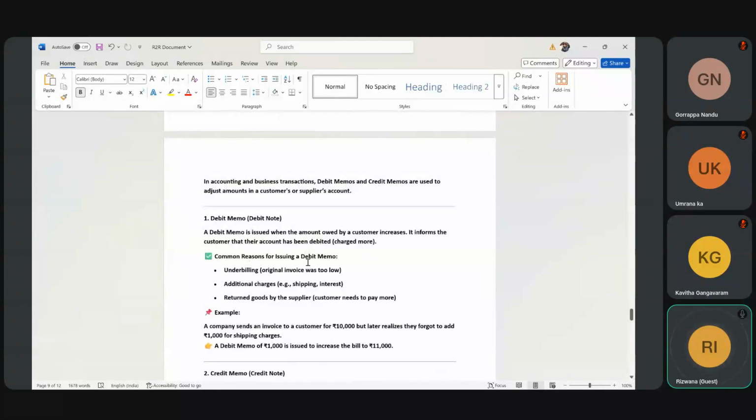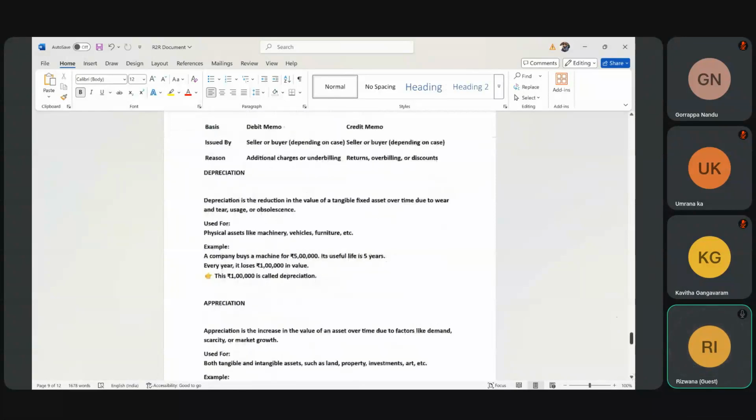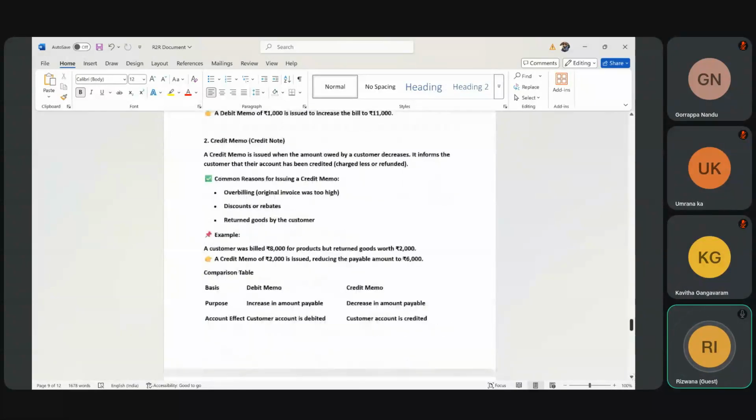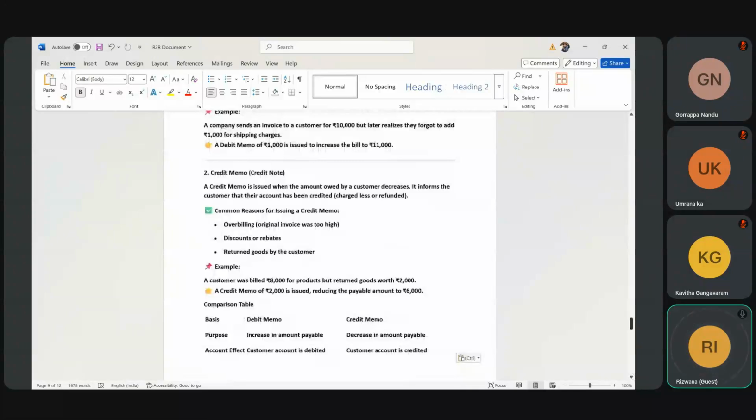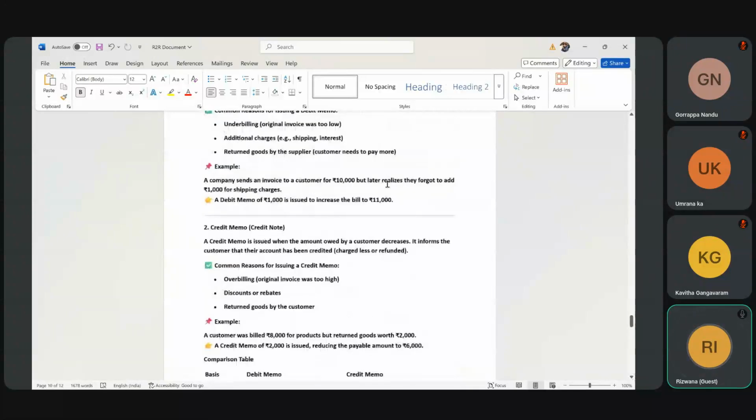Common reasons for issuing a debit memo are underbilling, where the original invoice was too low, additional charges like shipping or interest, and goods returned to the supplier, where the customer needs to pay more. An example of a debit memo: a company sends an invoice to a customer for 10,000, but later realizes that it forgot to add 1,000 for shipping charges. So a debit memo will be issued for 1,000 to increase the bill to 11,000. This is nothing but a debit memo.